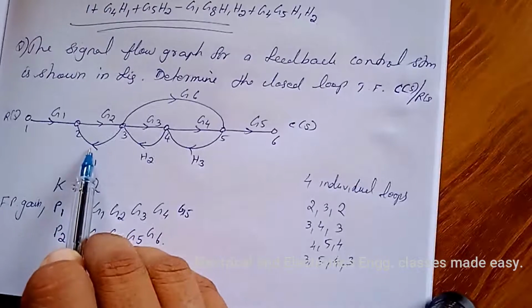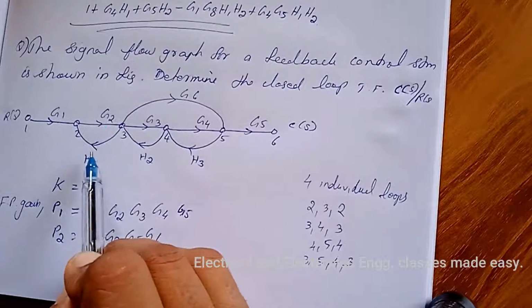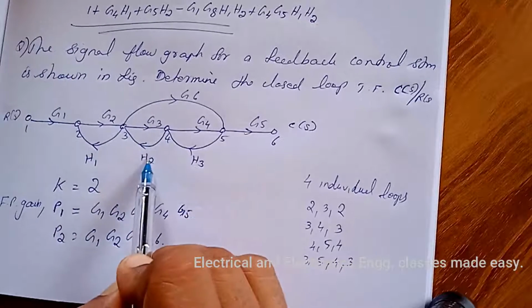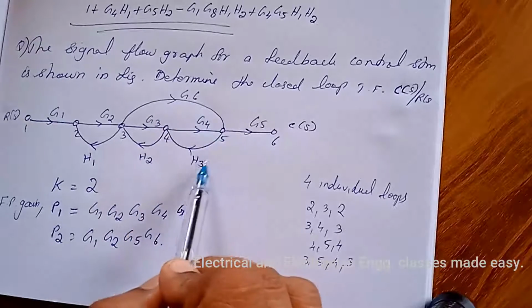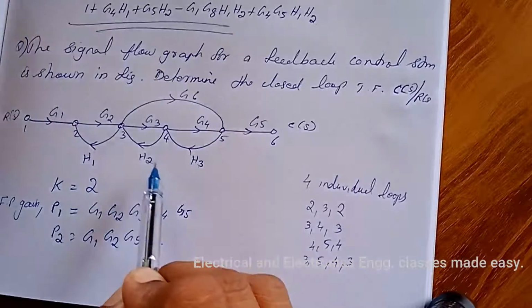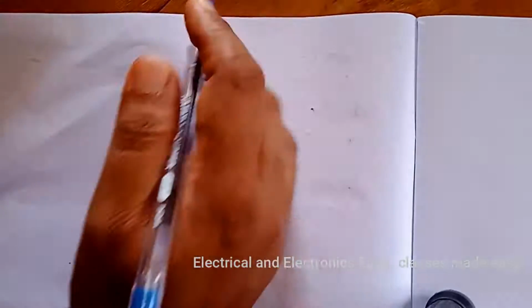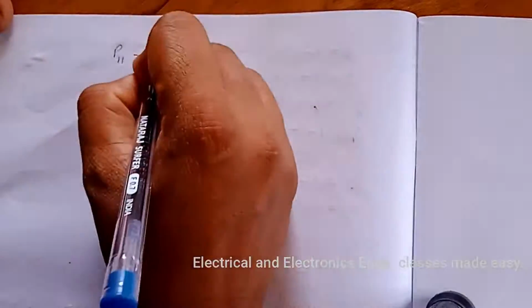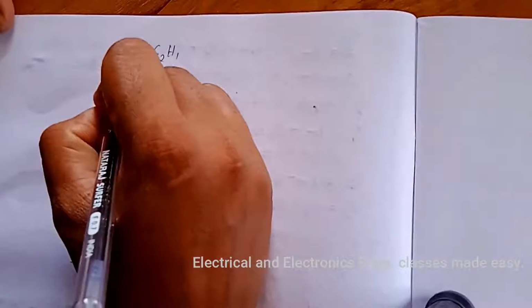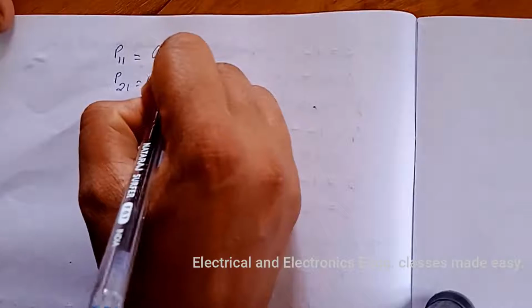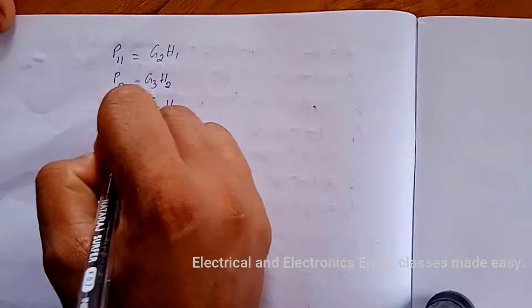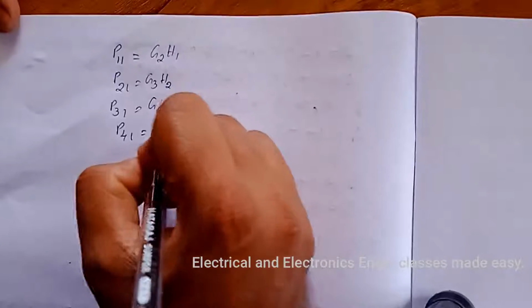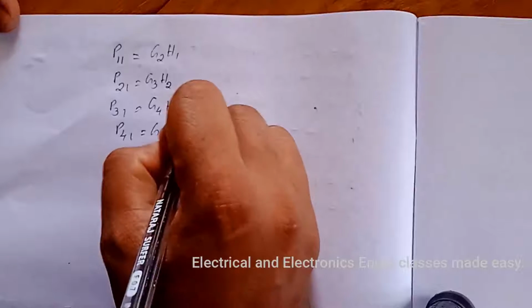For the first individual loop, the gain is G2 H1, second one G3 H2, third one G5 H3, then the fourth one G6 H3 H2. So first individual loop gain is P11 equal to G2 H1, then P21 is G3 H2, P31 is G4 H3 and P41 is G6 H2 H3.